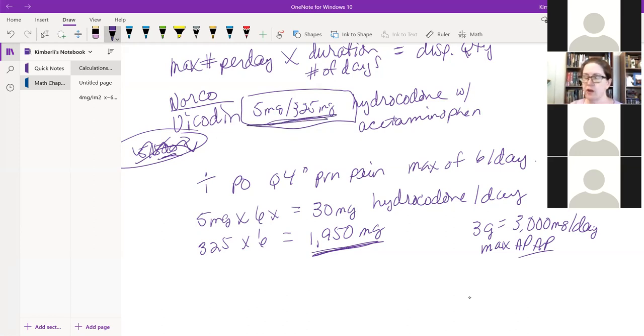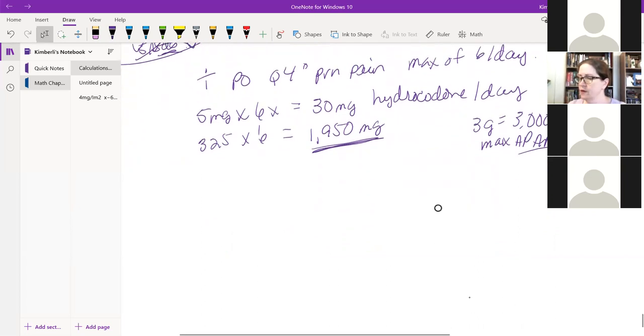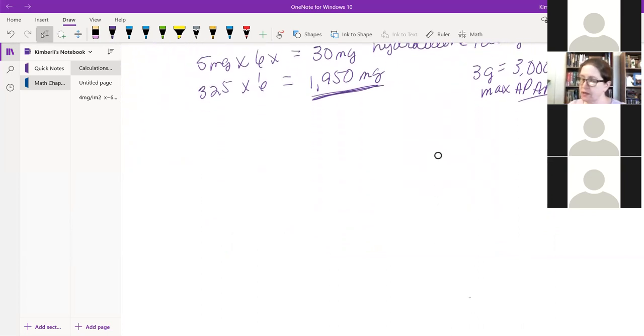There's not even a high dose anymore. Like, you can get 10 milligrams of hydrocodone, but you still only get 325 milligrams of acetaminophen in the tablet. Okay, so I like to add this to our book, because when we do these calculations, I want you guys to have that in mind as well. So let's look at page 290, number 4.